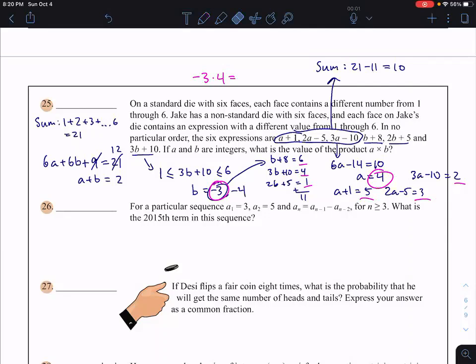Oh, sorry. I meant b is equal to -2. I meant to use -2, I forgot to write that down. Yeah, b is -2. So that works for all of these too. So b is -2. -2 times 4 is -8. And that's your answer.